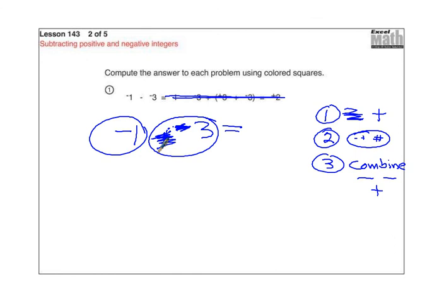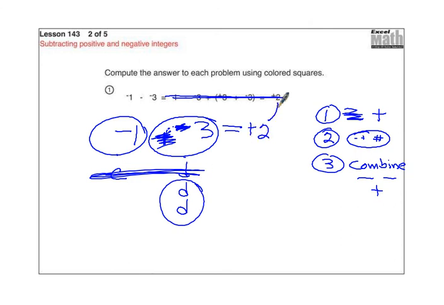So what I'm left with is 1 cat, right, and 3 dogs. And the cats and the dogs, you got 1 cat and 1 dog fighting with each other. What I'm left with is 2 dogs. So the answer is +2. You can see that's the same thing that they got using the colored squares method.